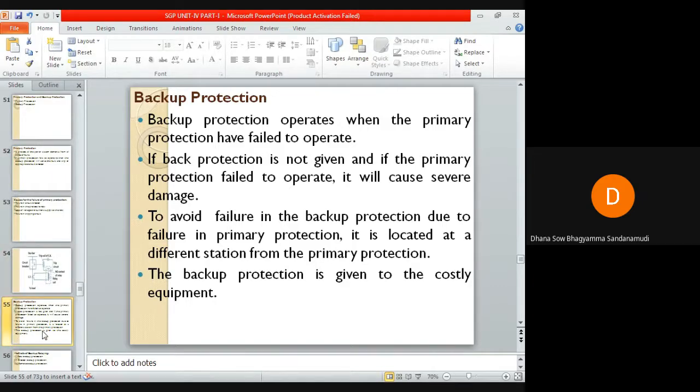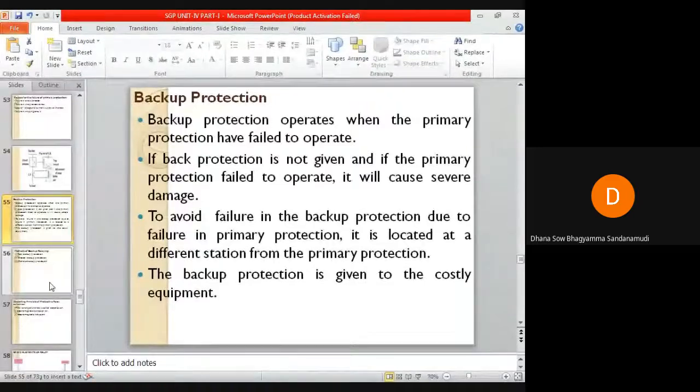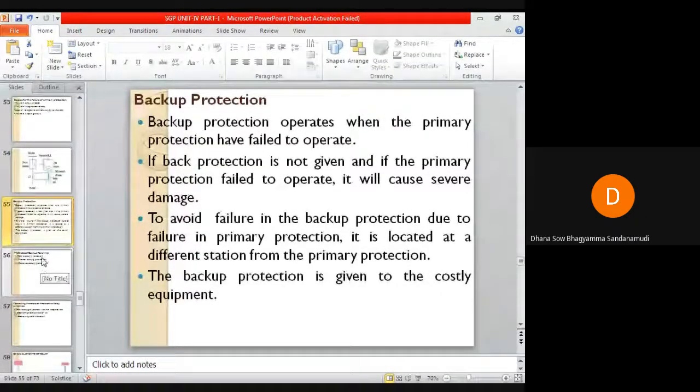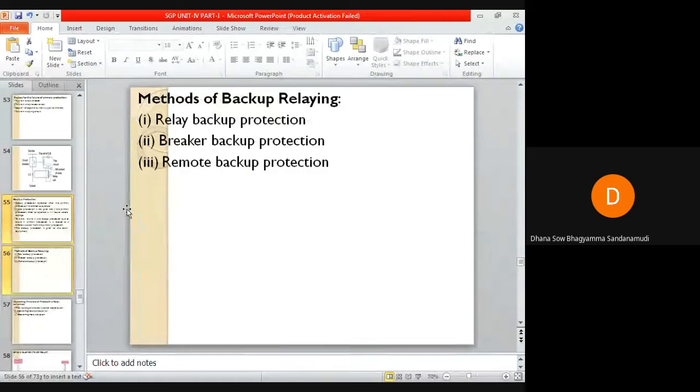So let us discuss backup relaying. There are some methods of backup relaying. Those methods are relay backup protection, breaker backup protection, and remote backup protection. Let us see relay backup protection.